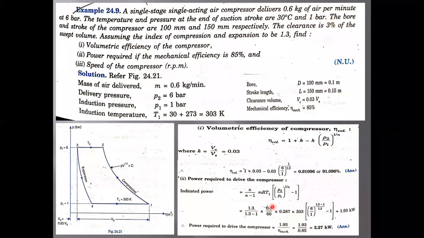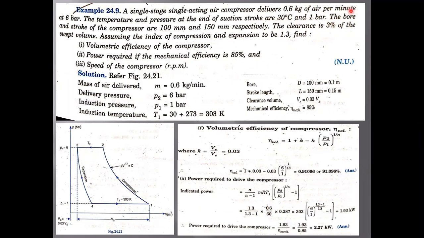From this, T2 also we can know by using the formula. And P2 by P1 whole power, here not 1 by n, this is n minus 1 by n. It was a mistake here. Please change that into n minus 1 by n. It is (P2 by P1) whole power n minus 1 by n. So what is the n value? 1.3 by 1.3 minus 1. He has given the n value here, the compression and expansion index, into the m value he has given, 0.6.